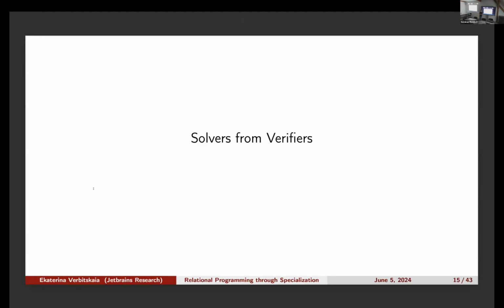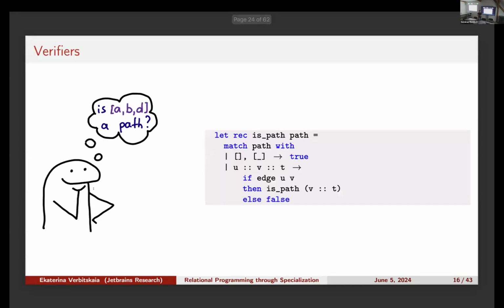One of the striking applications of miniKanren is creating solvers from verifiers. I mean by that the following. There are basically two kinds of problems. One of them is just to check if some solution is a solution to our problem. So we have a candidate, A, B, D, and we ask, is this a path? It is really easy to write an implementation that checks that, right? We just check that there is an edge in the graph that starts with the first two vertices in our list. And then we check that the rest is also a path. And this implementation follows from the definition of edge. You can write it in your favorite language easily.